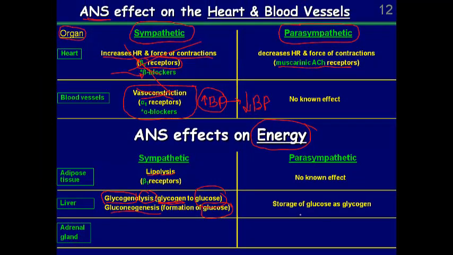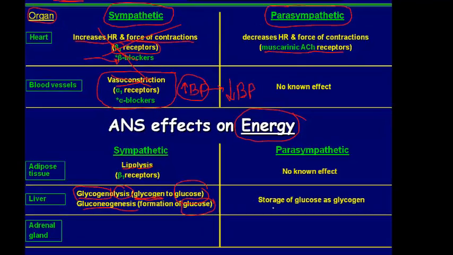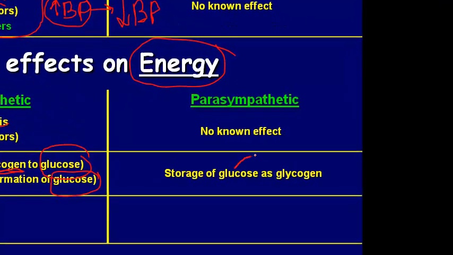Parasympathetic does the opposite. Again, when we're in resting mode, we don't need high blood sugar, so we will convert glucose into glycogen and store it in the liver. So we do that when we're at rest.